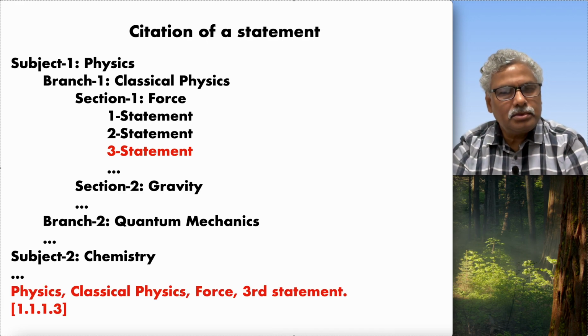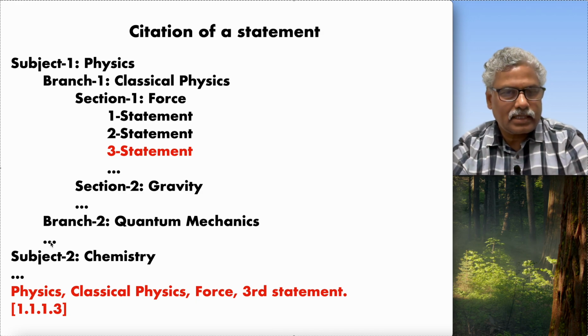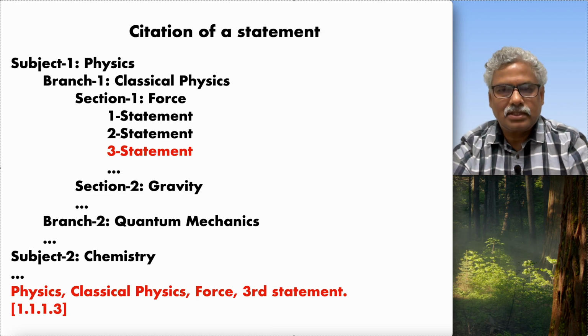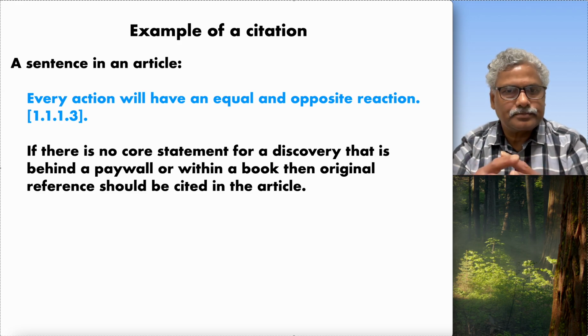And how do you cite these statements? When somebody is referring to these statements in an article, they could cite them like this: physics, classical physics, force, and then the third statement. In short, we could say 1.1.1.3. So that's how we put the citation for that article.